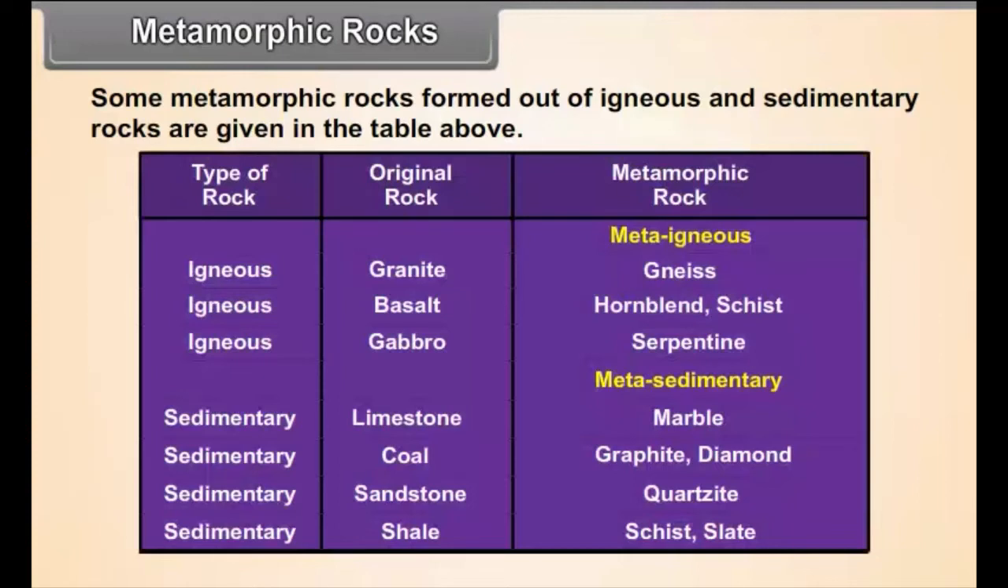Type of rock, sedimentary, original rock, limestone, metamorphic rock, metasedimentary, marble. Type of rock, sedimentary, original rock, coal, metamorphic rock, graphite, diamond. Type of rock, sedimentary, original rock, sandstone, metamorphic rock, quartzite. Type of rock, sedimentary, original rock, shale, metamorphic rock, schist, slate.